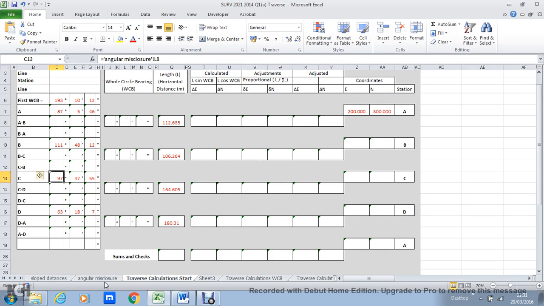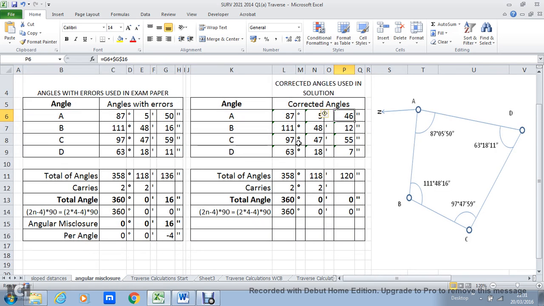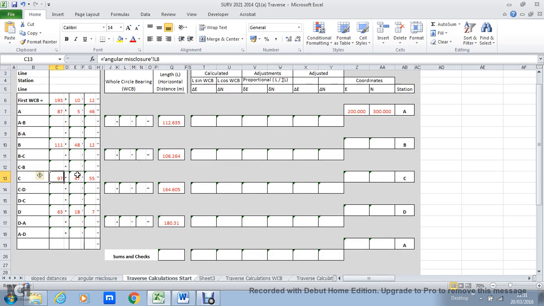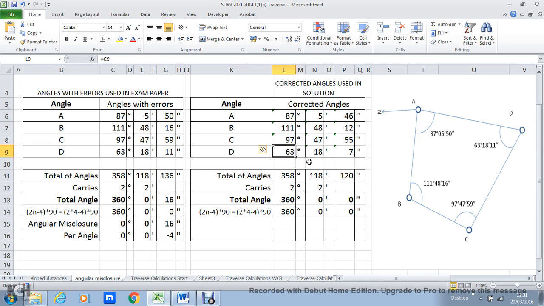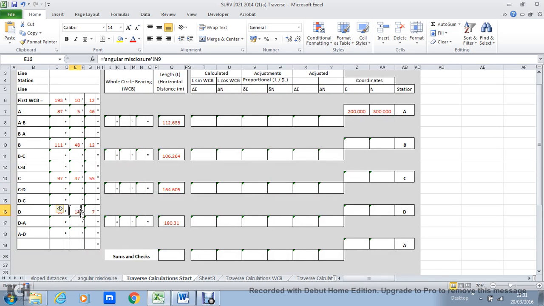Angle C, if we come back here, the corrected value is 97.4755. That comes into those three cells there. And for D, the corrected angle is 63.187. So that's after the -4 has been taken away from every angle. And that comes in here.